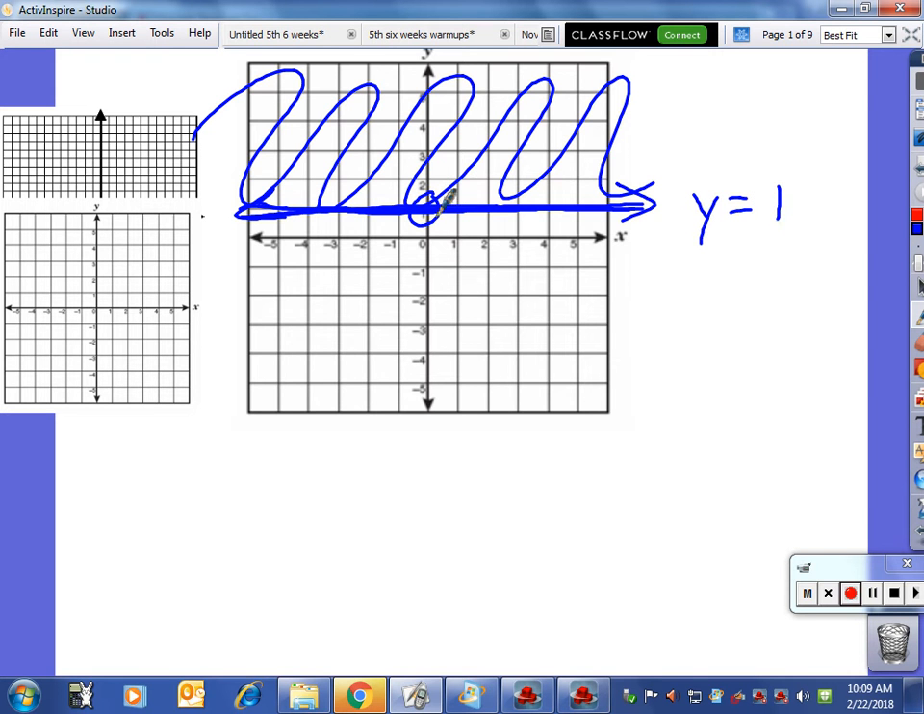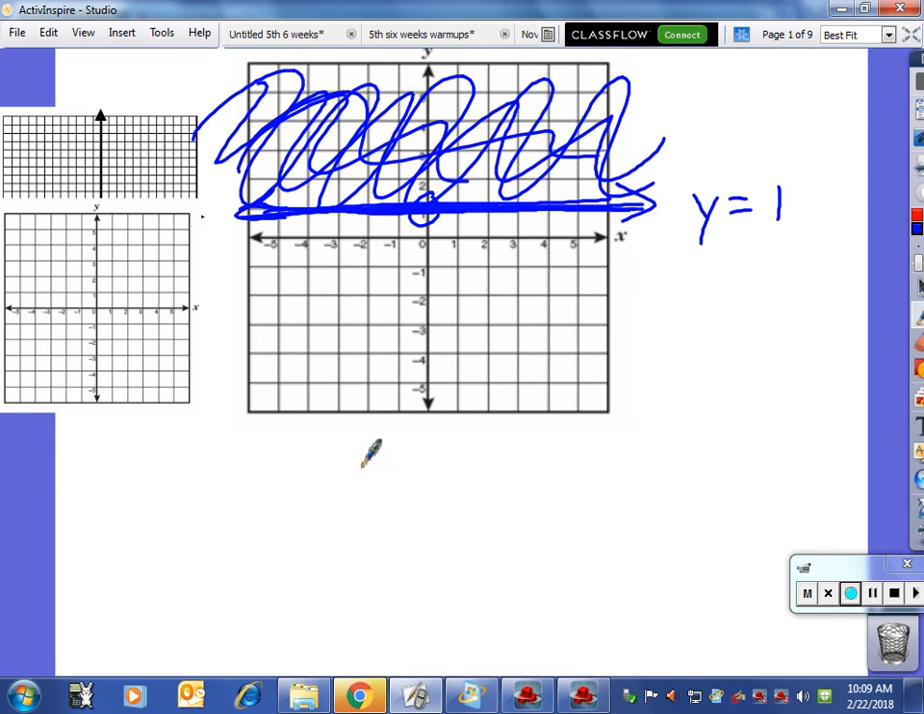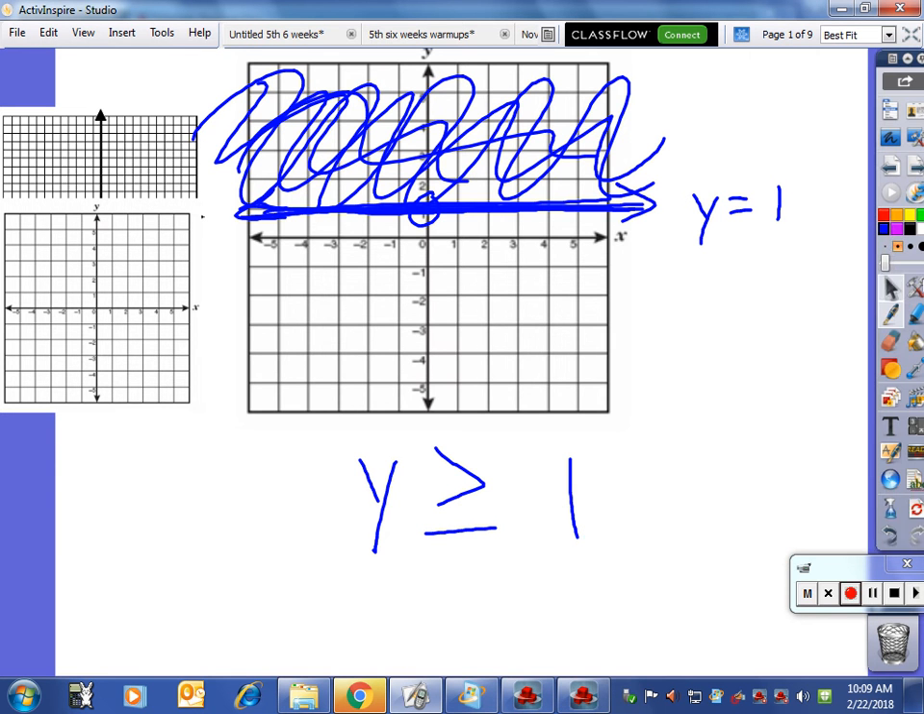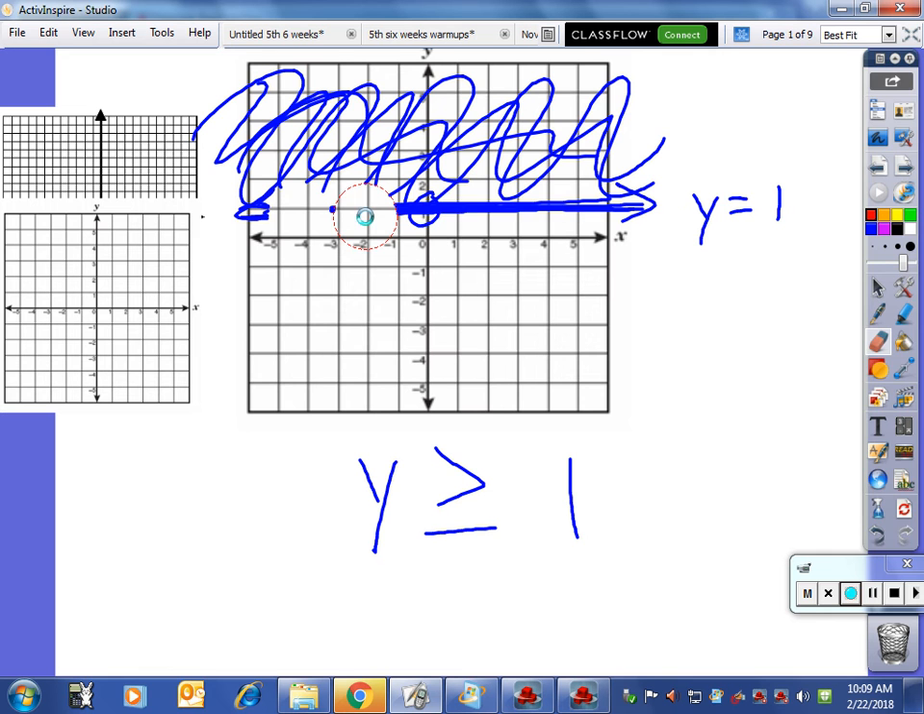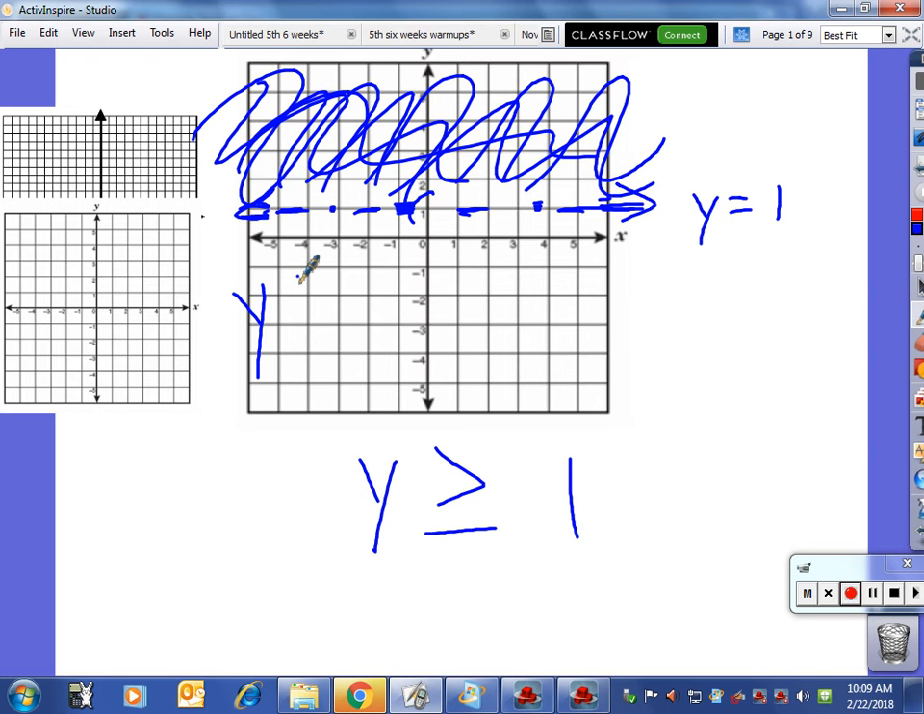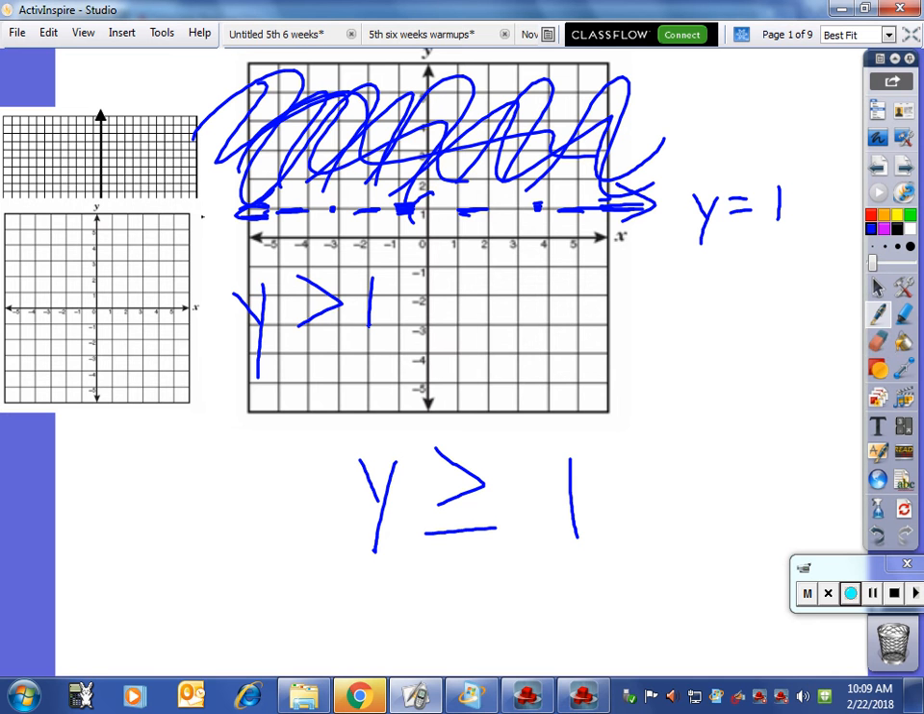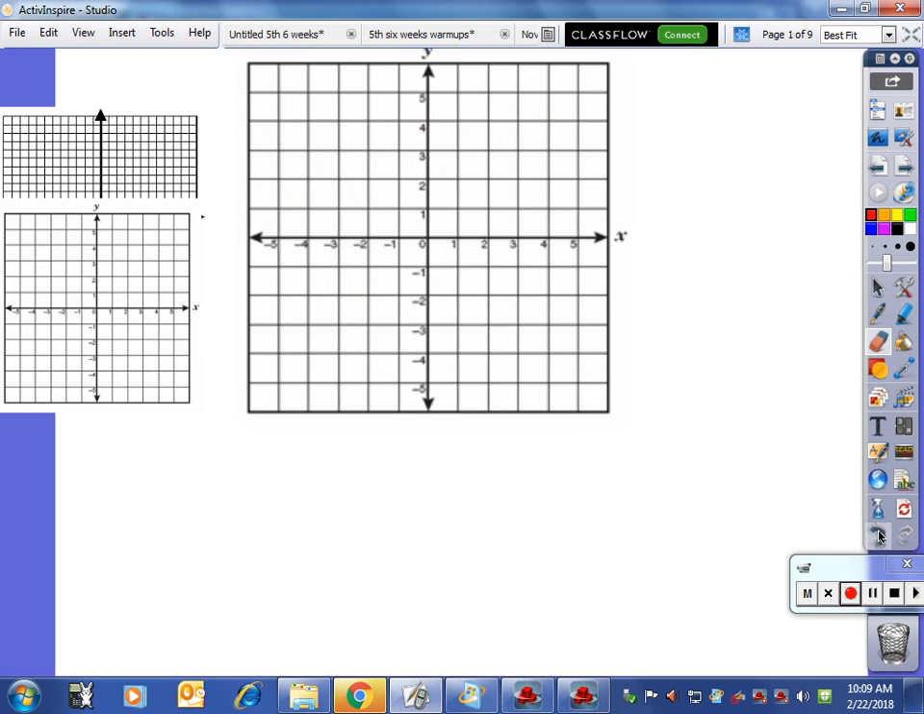But I'm not just looking at the line, I'm also looking at every point that's above the line. Is that above or below? Above. So every point that's on the line or above it can be described by this: y is greater than or equal to 1. Now, if this was dashed, no, it's not dashed. But if it were dashed, it would just be y is greater than 1. If it was shaded below, it would have been y is less than 1. Are you with me there?